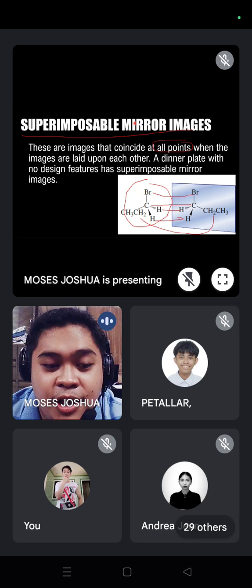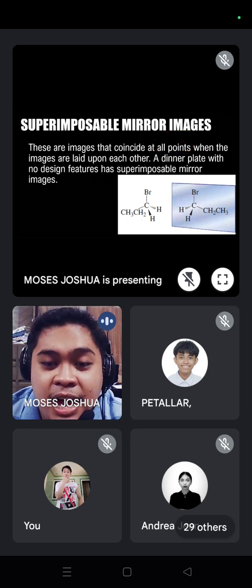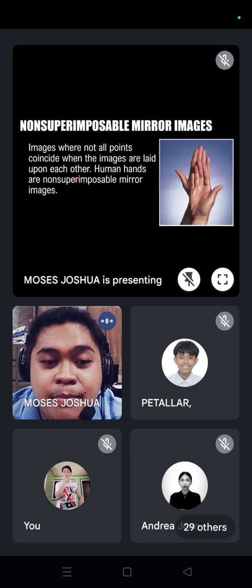Okay, so I hope nga na-clear ang superimposable mirror image. Next, we have the non-superimposable mirror images.